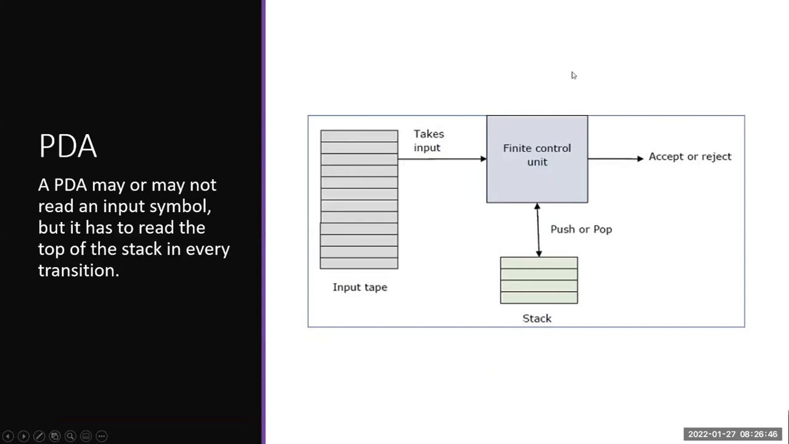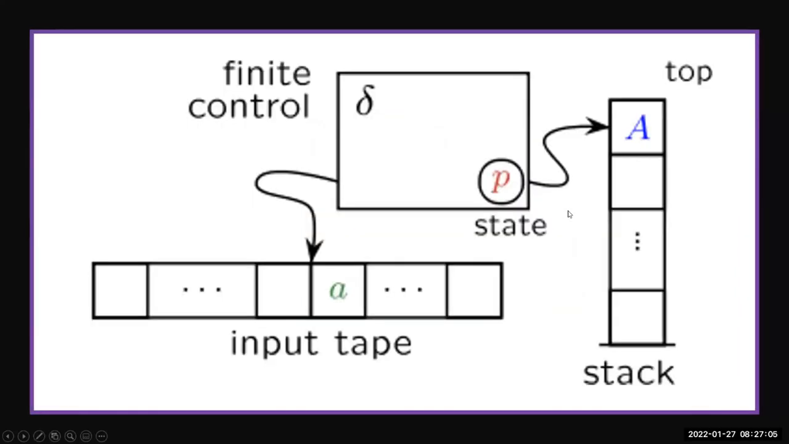So a PDA may or may not read the input symbol, but you have to read the top of the stack in every transition. Okay, you will have to read the top of the stack in every transition. So this is the diagram of using the Pushdown Automata, and you have a state variable that keeps picking on the input and also the top of the stack.